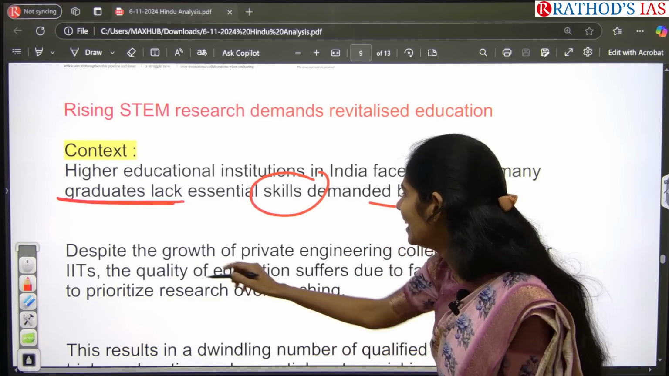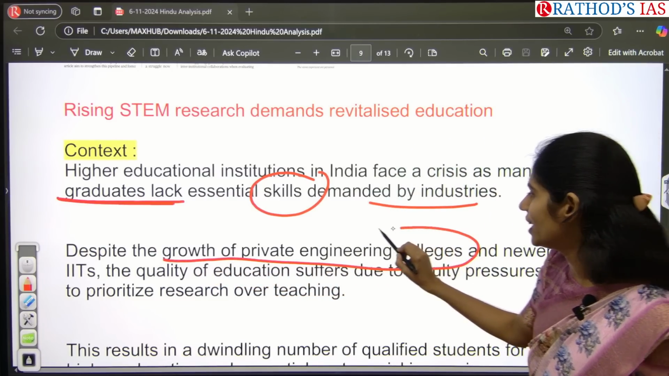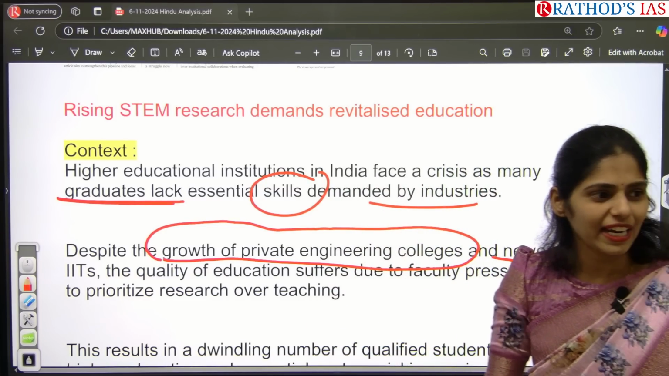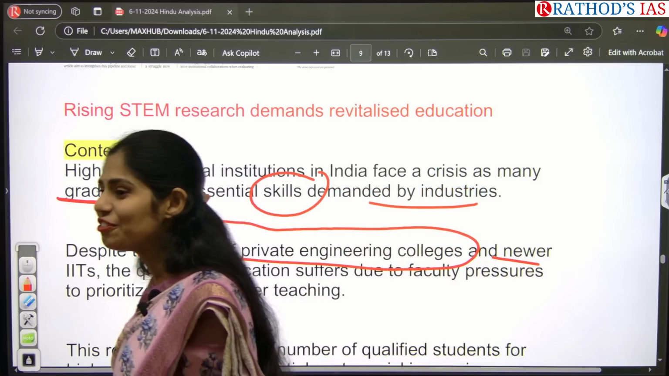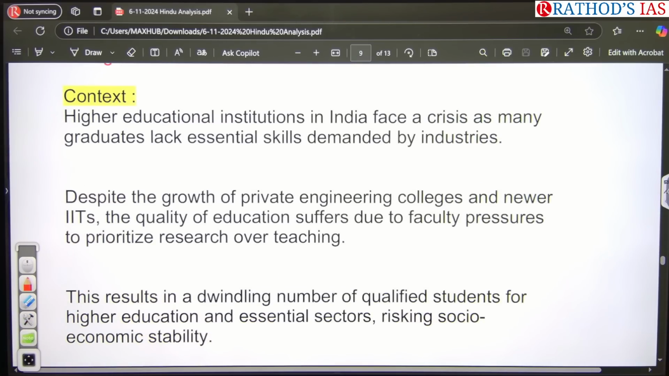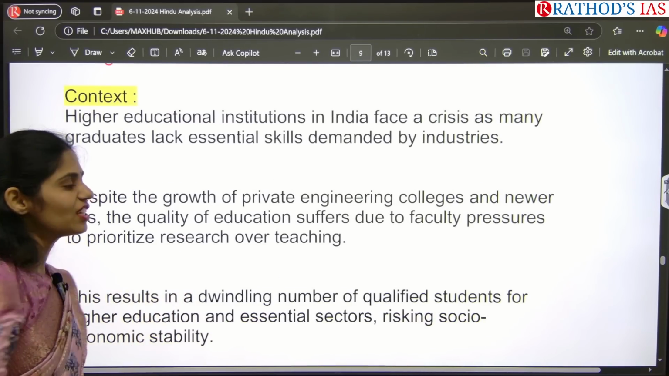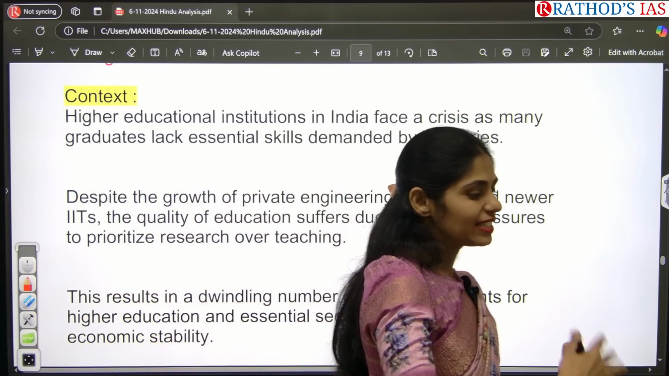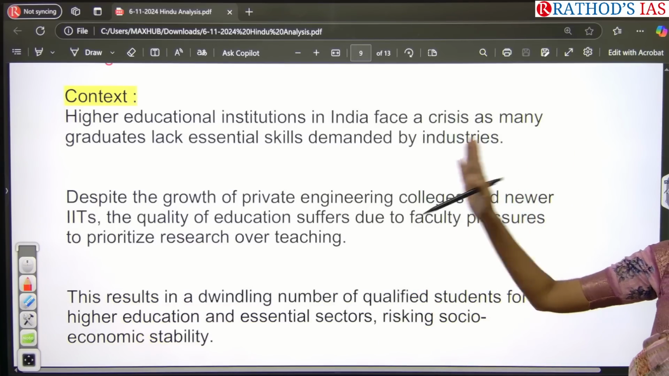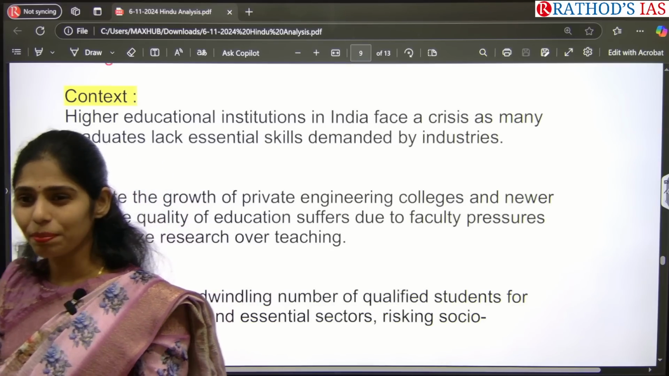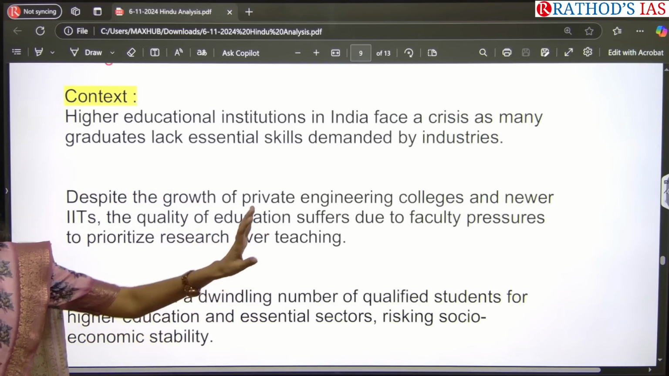So actually, there is growth of private engineering colleges, and even an increase in IITs. Newer IITs are coming up, and medical colleges are also increasing, especially in Telangana. So what is happening here is increasing faculty pressure to prioritize research over teaching. Nowadays, because of this increasing focus on STEM, especially research and development, faculty are getting more pressurized to focus on research rather than teaching.